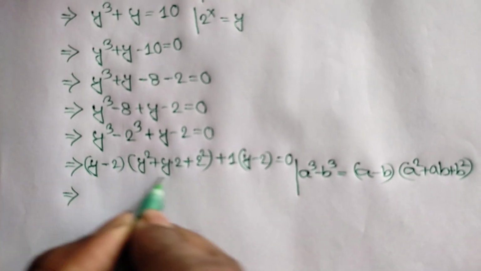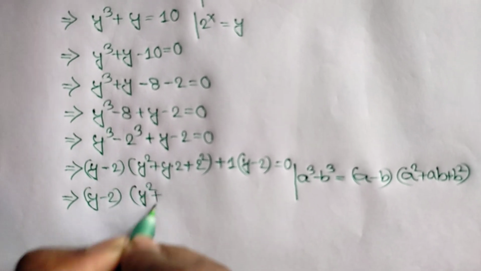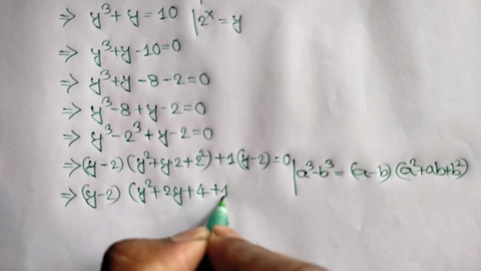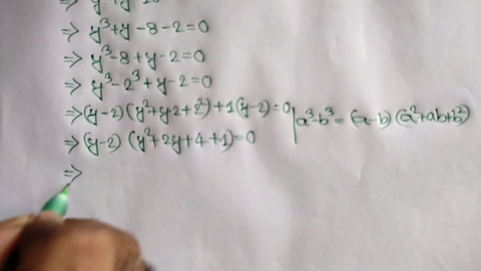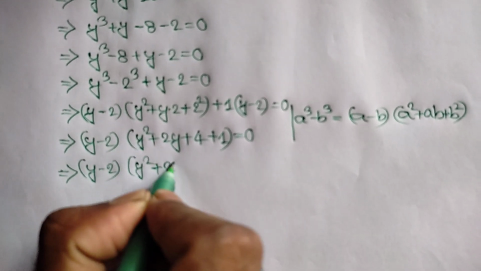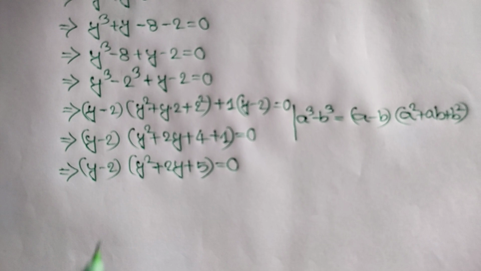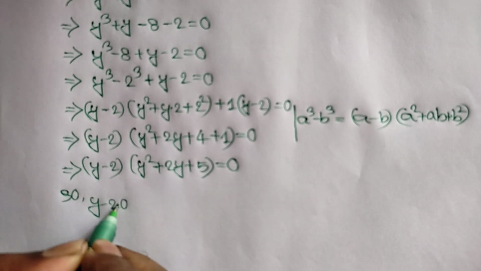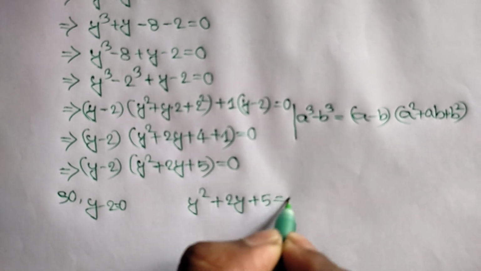Now taking y minus 2 common, we get y minus 2 times y square plus 2y plus 2 square, that means 4, plus 1 is equal to 0. So y minus 2 times y square plus 2y plus 4 plus 1, which is 5, is equal to 0. So y minus 2 is equal to 0, or y square plus 2y plus 5 is equal to 0.